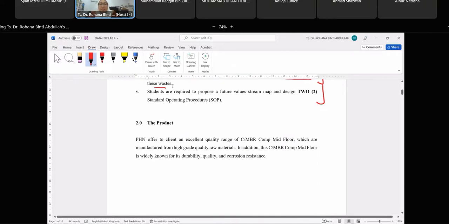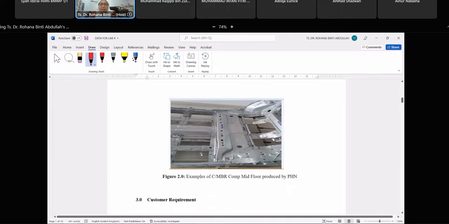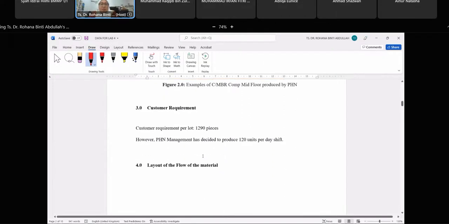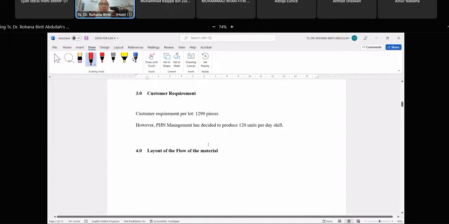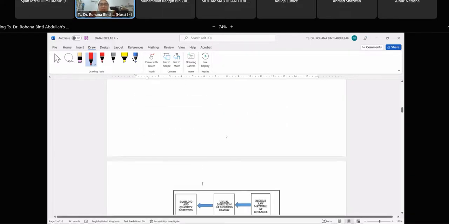So this is the product. There is a picture. This is the mid floor of the Civic car, right? The company is PHN. This is the customer requirement: 129 pieces, right? And the production is 120 units per day shift. Okay, I have prepared the layout.